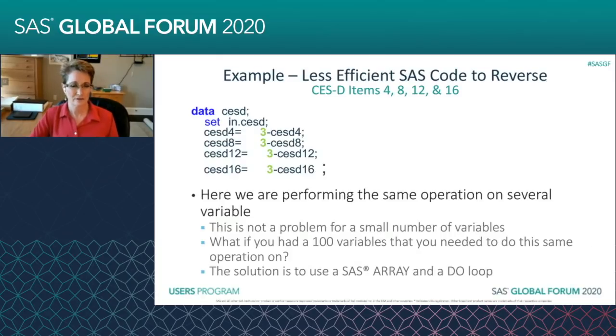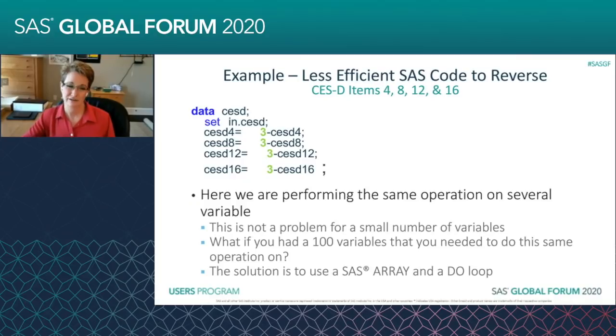So how do we do that? Well, with just 4 items, it's not that bad, right? You can just take each item, subtract it from 3, and there you go. There is how we would create those reversals. And so, again, we're performing that same operation on each of these 4 variables. And it's not really a problem when you have just a small number of variables.